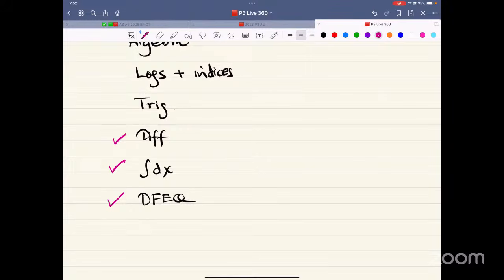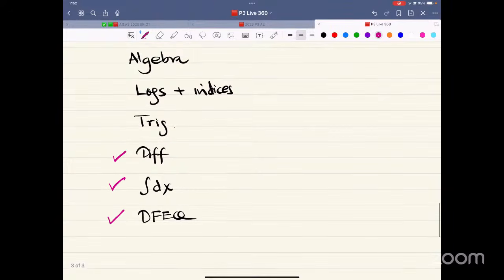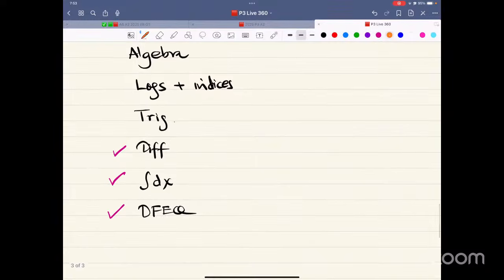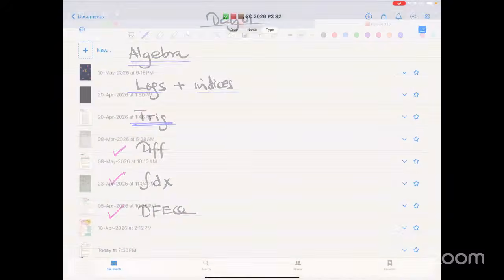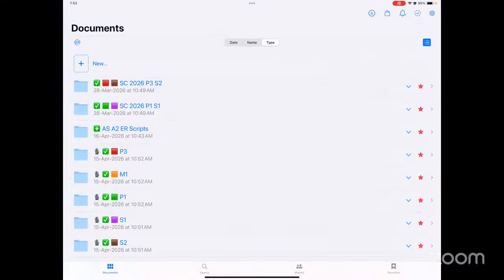And I'm just looking at one thing over here. So just double checking. So these are the three major topics that I'll be focusing on. And naturally, the focus will be on trigonometry also, a little bit of logs and indices, little bits of algebra. So now let's get started one by one.